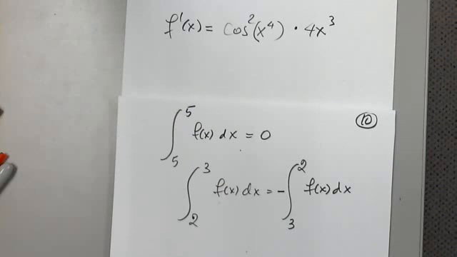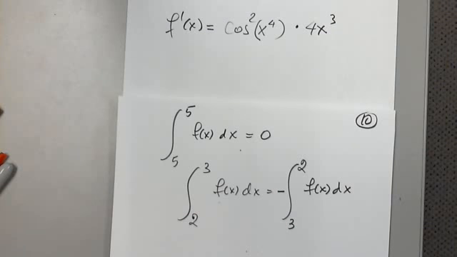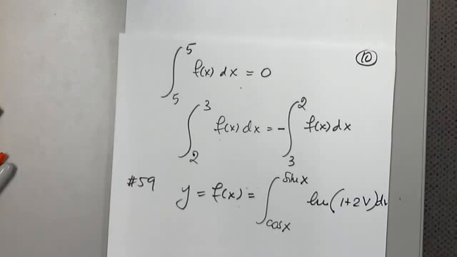So now I would like to go back to other examples from the same thing. Okay, so I'd like to look at 59, which is y, or f of x, equals the integral from cosine x to sine x of natural log, in parentheses, 1 plus 2v dv. And of course, what can we be asked here? One more time, we can only be asked to find f prime. Exactly. Very good. So we're asked to find f prime of x.